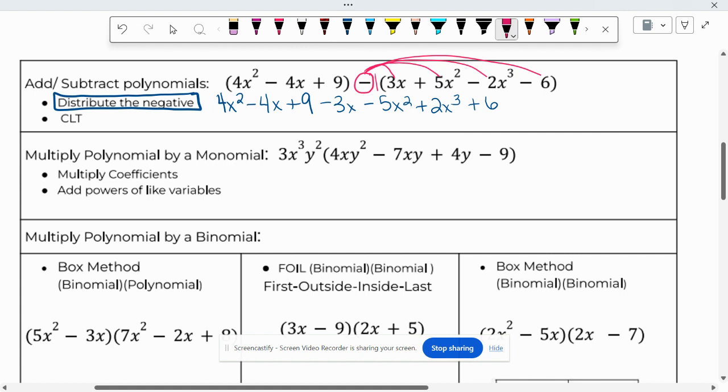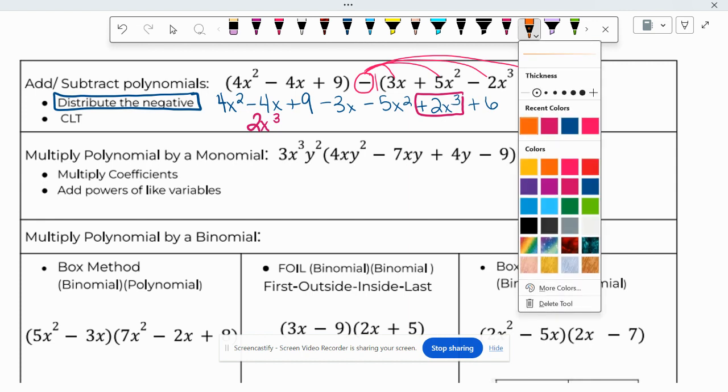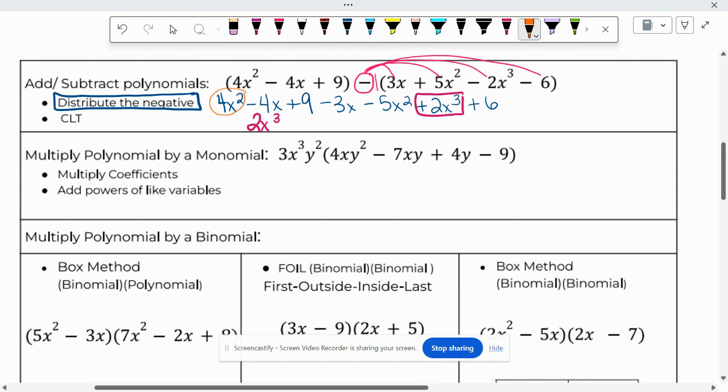So what is the largest degreed term here? Largest degreed term is 2x to the power of 3. That's going to become my first term, 2x cubed. My next term is going to be an x squared term. Well, I have a positive 4x squared and a negative 5x squared. What is positive 4 minus 5? -1. So I'm going to write negative x squared.